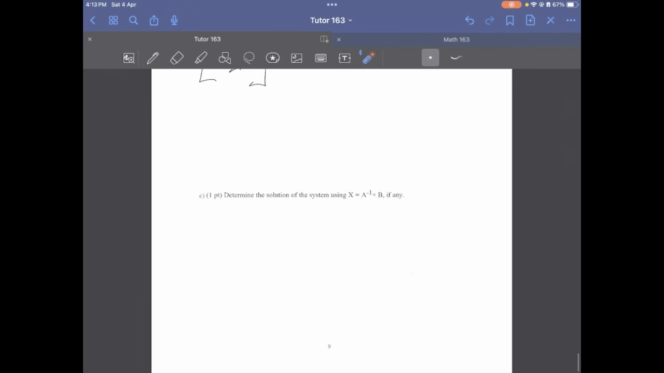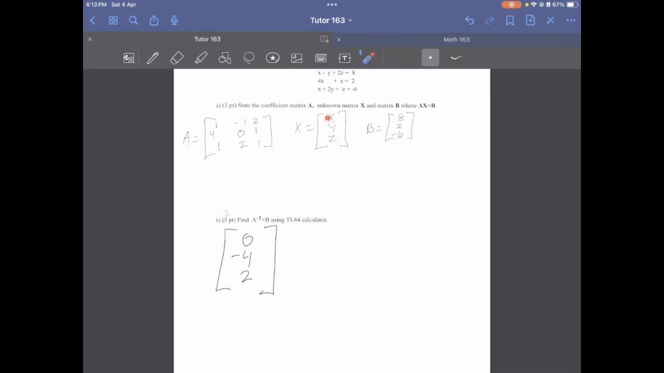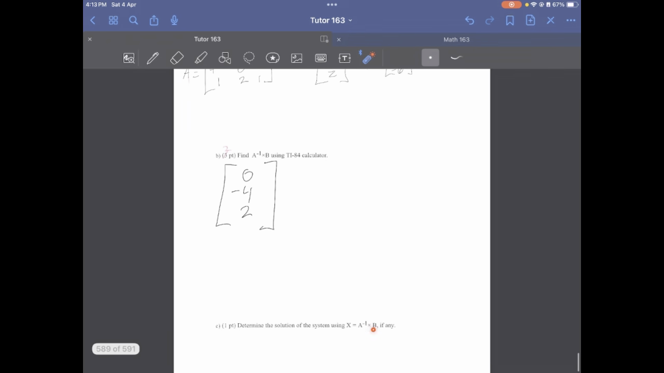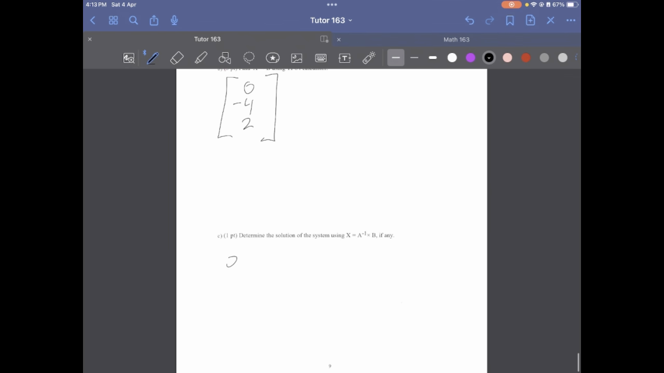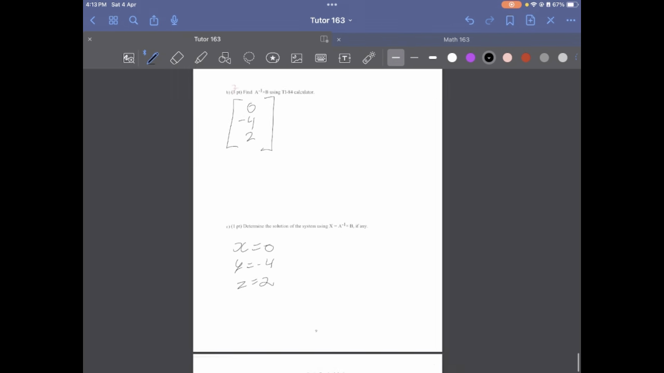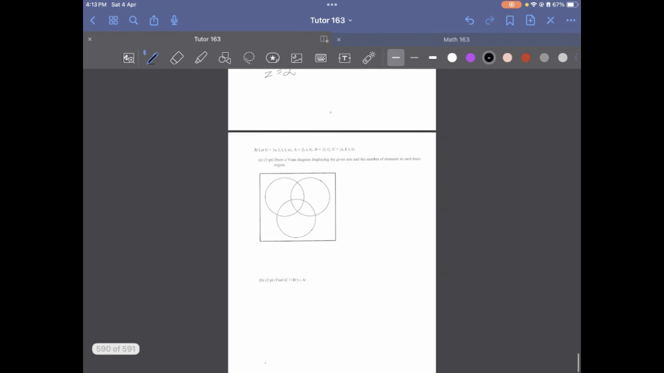Okay, so C, determine the solution of the system using x is equal to A inverse times B, if any. So in part A, we already discussed that x is equal to x, y, z. And then we found A inverse times B, that's this. So our answer would just be x is equal to 0, y is equal to -4, and z is equal to 2. Okay. Moving on.